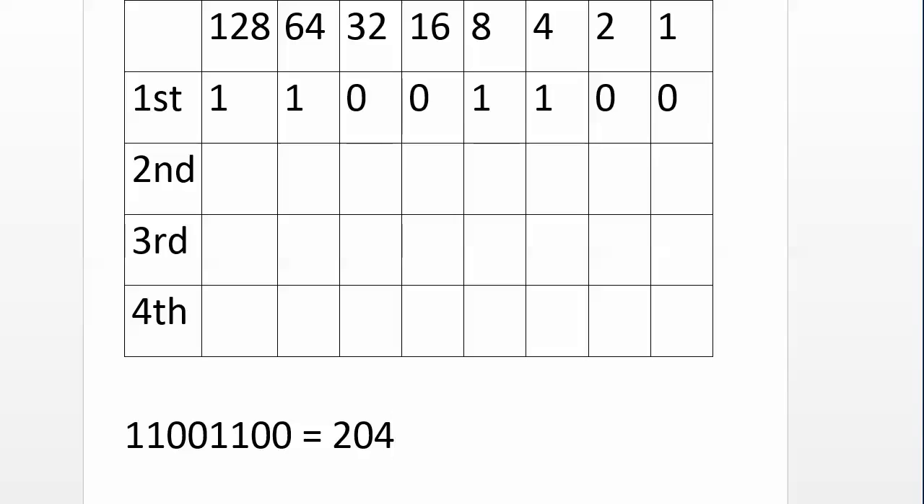So 11001100, all you're going to do there is add up 128 and 64 and 8 and 4. So you've got 192 with those first two numbers. You add 8, that makes 200. You add 4, that makes 204. That's all there is to it. And again, it doesn't matter if they give you 4 binary strings, 1 binary string, doesn't matter. You're doing the same thing every single time.